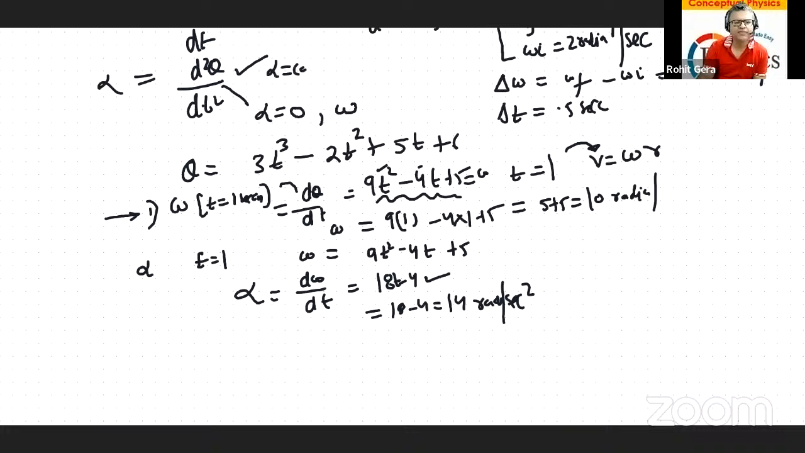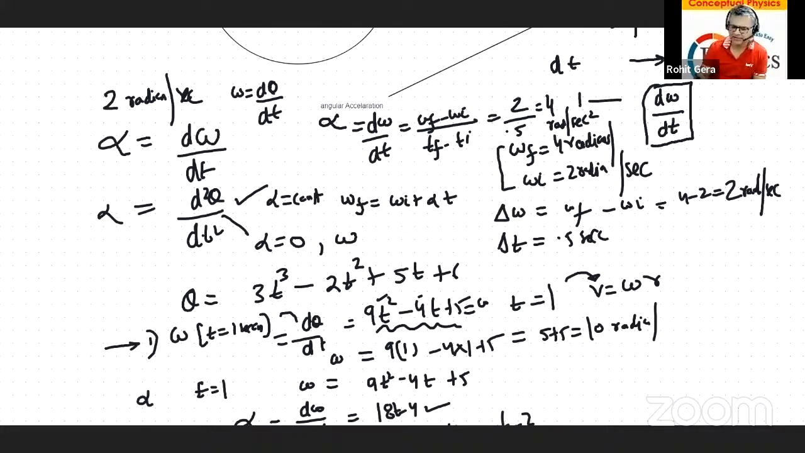For constant alpha, omega final is given by omega initial plus alpha t, just like v is equal to u plus at for constant acceleration. And when omega is variable, then you have to apply the rule of calculus. If you have a situation of no alpha, which we have already studied, there is no angular acceleration, so omega initial is equal to omega final, uniform motion.